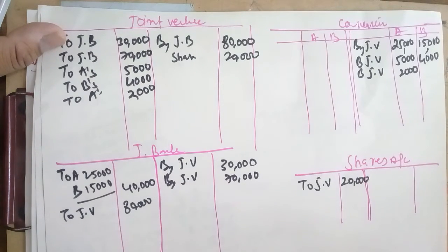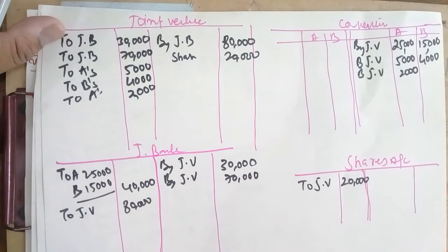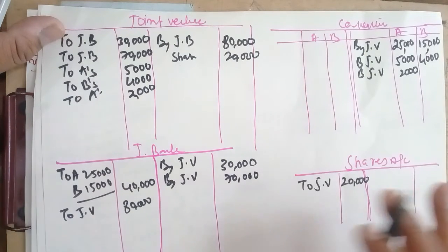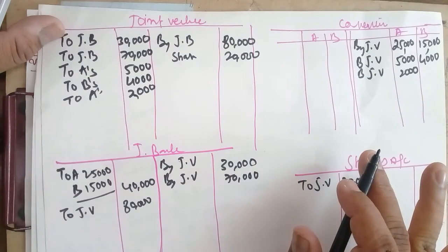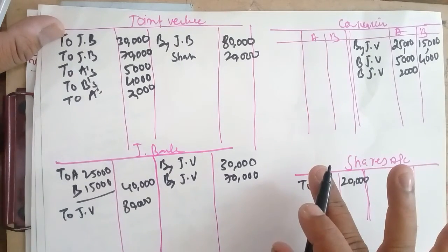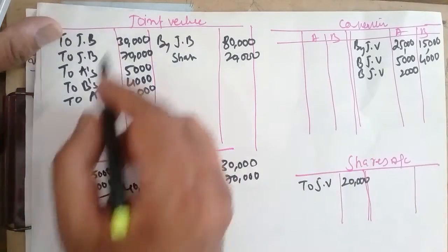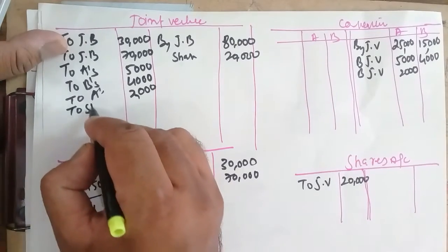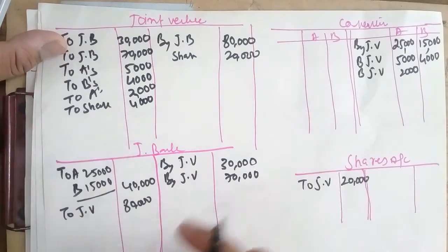A is taking up all the shares at an agreed value of 16,000. So 16,000 is the agreed price and A is taking over. In the process of taking over, 4,000 is the loss. Clear? So the entry would be A's account debit 16,000, joint venture account debit 4,000 to shares. Right? In joint venture account we write to shares 4,000 only.